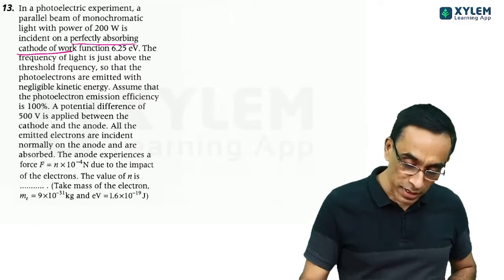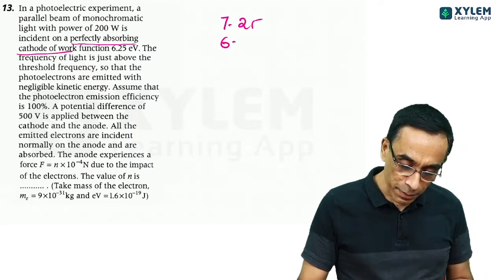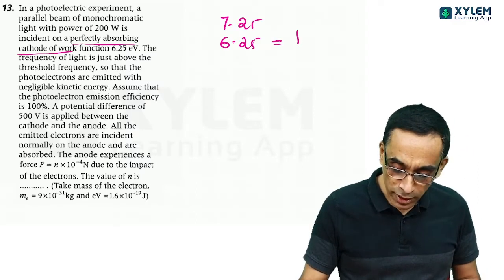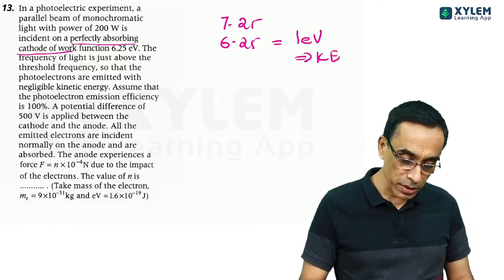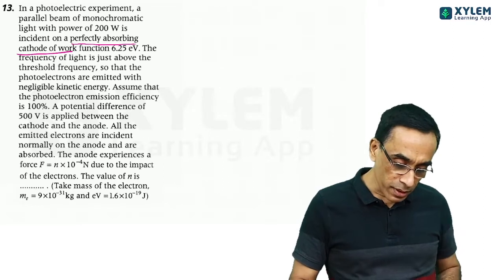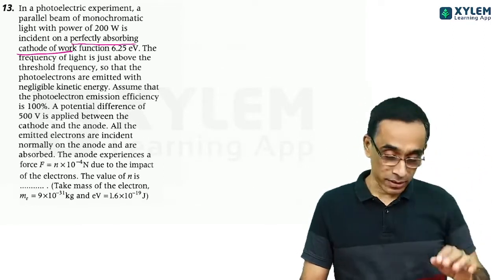For example, if the incident photon energy is 7.25, then subtract 6.25, and you will get 1 electron volt. This will become kinetic energy. This is the concept. The power of this source is 200 watt.